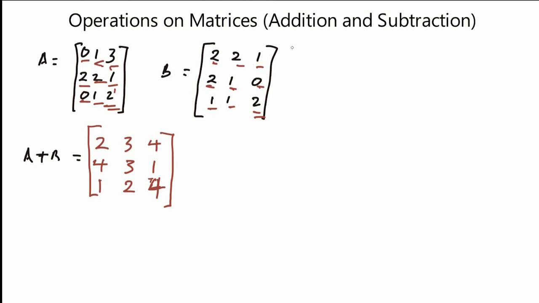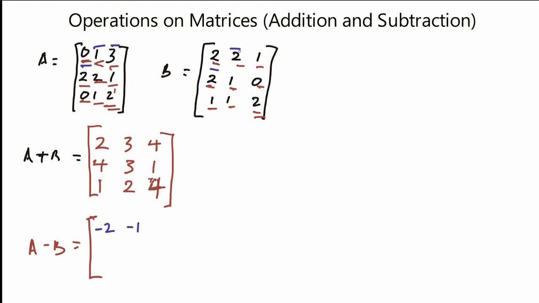Now, if we look at A minus B on the other side, for A minus B, we are saying 0 minus 2 will give us negative 2. Let me just change the color so that we can see clearly. We are saying 0 minus 2 will give us negative 2. We have 1 minus 2, and 1 minus 2 should give us negative 1.